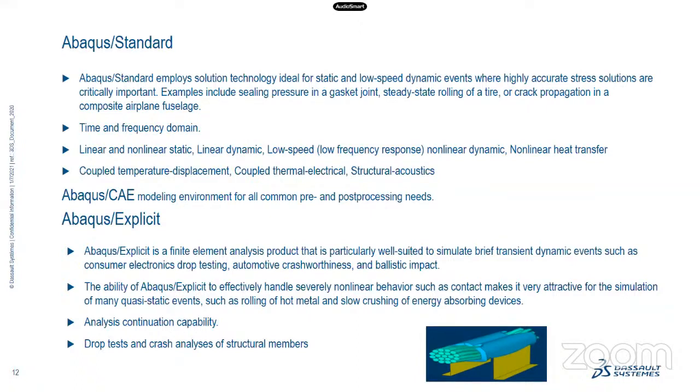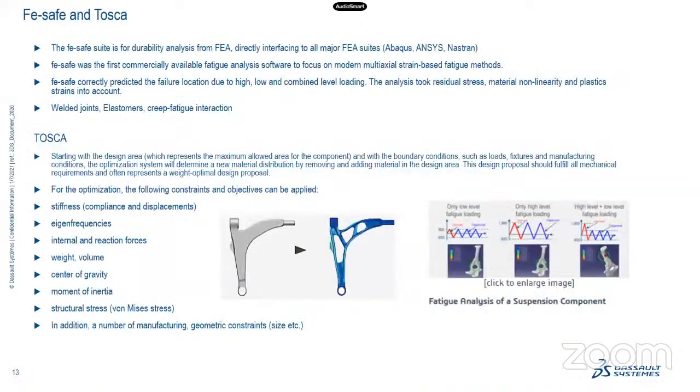So first we will do the rolling in Explicit and the final springback analysis in Standard. For that we need that continuation capability. Okay, so that's about Abaqus. Next are fe-safe and Tosca.